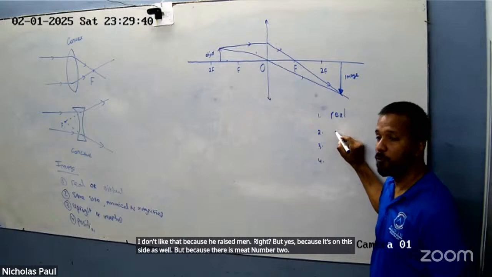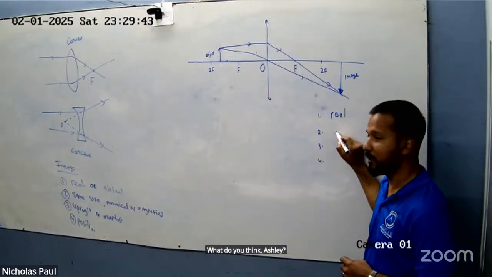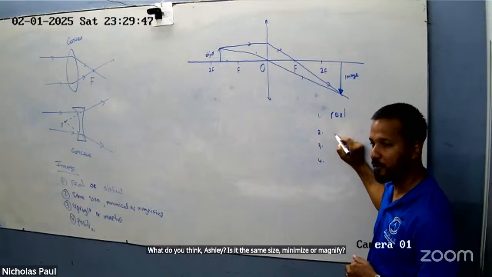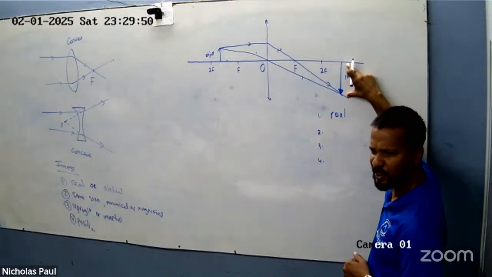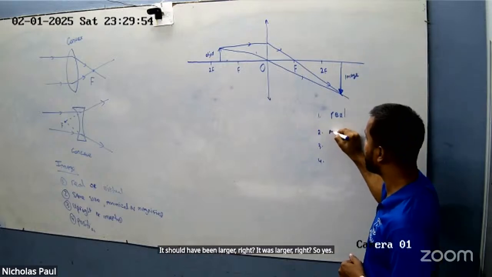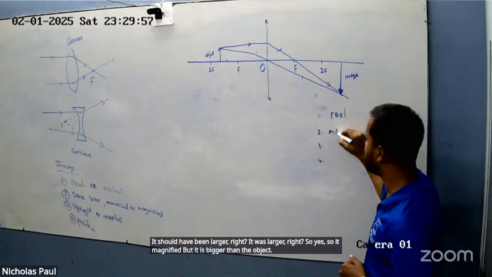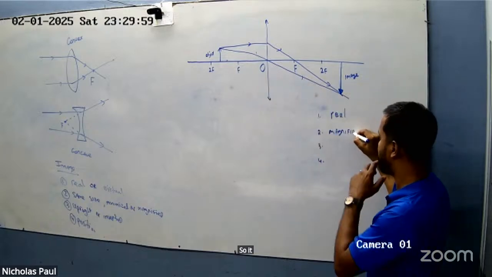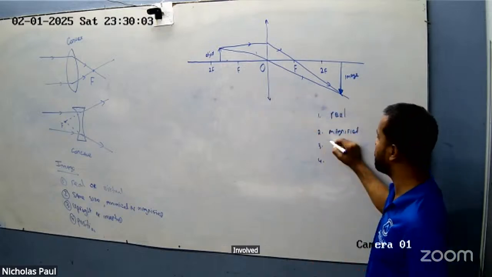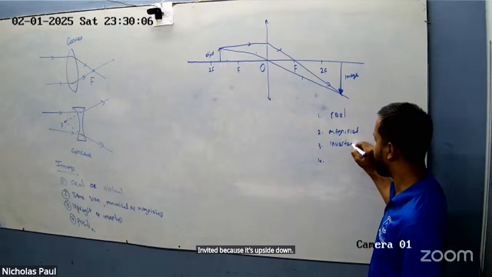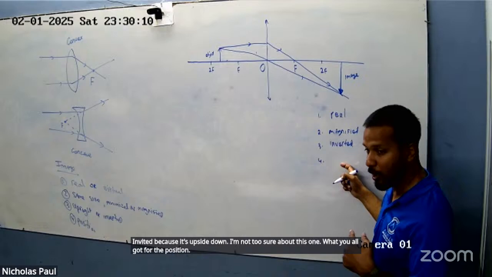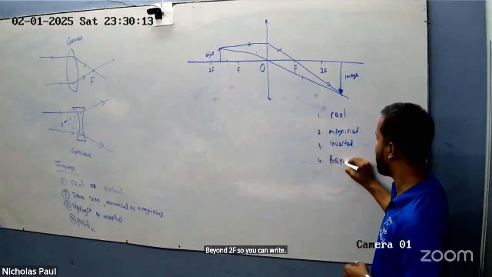Number 2, what do you think, Ashley? Is it same size, minimized or magnified? It should have been larger, right? It was larger, so yes, it's magnified. The image is bigger than the object. Number 3, David: inverted, because it's upside down. I'm not too sure about this one, what you all got for the position. Beyond 2F, so you can write beyond 2F.